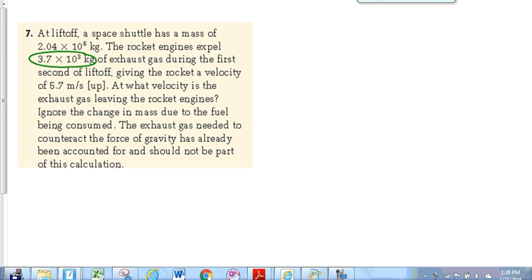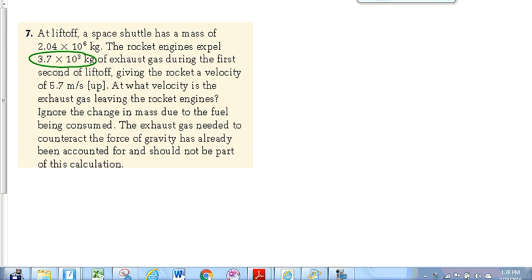They're telling me to ignore the change in mass due to the fuel being consumed. In other words, as the space shuttle burns fuel, the space shuttle actually gets a little bit lighter. They're telling me to ignore that. Why? Well, because even though in the first second it gets 3,700 kilograms lighter, it doesn't really matter, right?